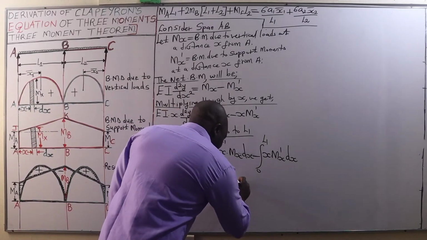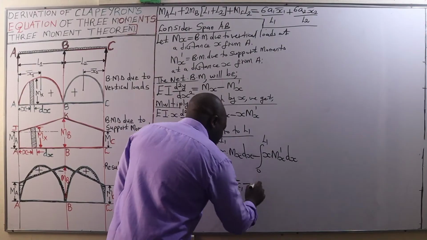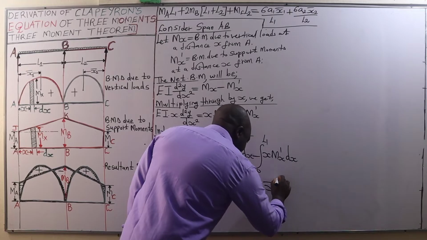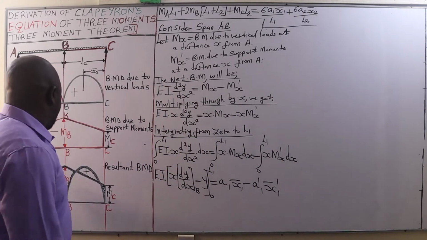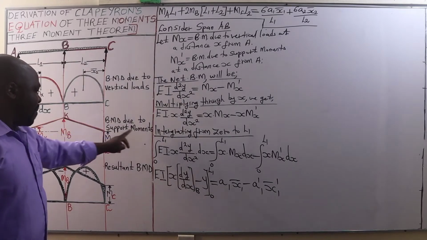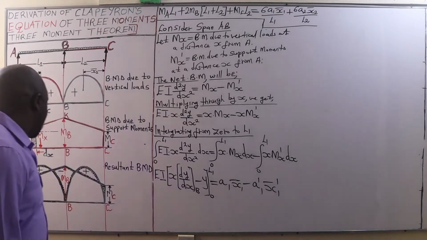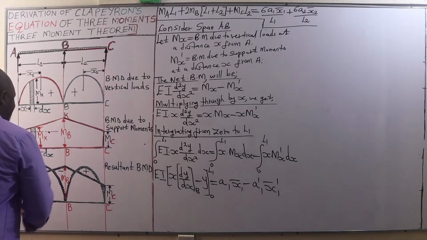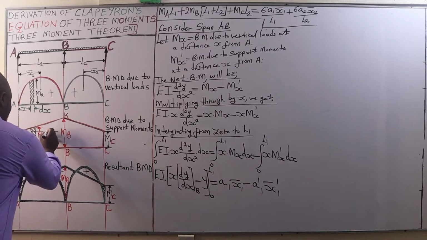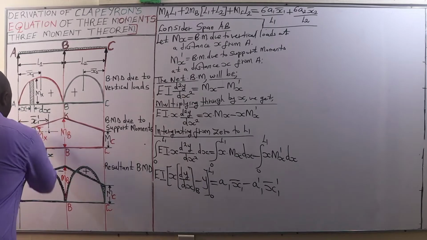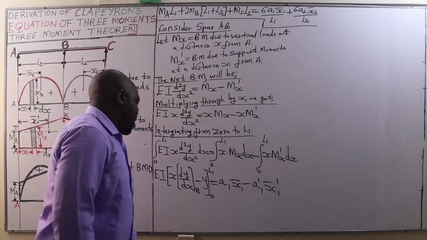So that is going to be minus A1 prime bar x1 prime, whereby A1 prime is the area of this bending moment diagram between span A and B due to support moments. Bar x1 prime is the distance from the center of gravity of this bending moment diagram, if the center of gravity is there, all the way to A. So that's how it's going to be.